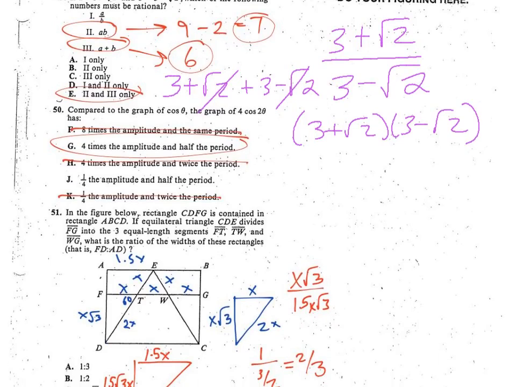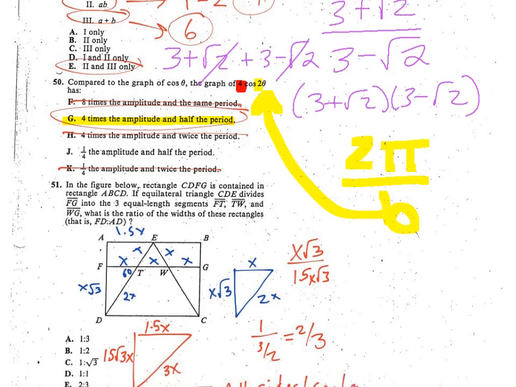Looking at problem 50, you're comparing the graph of the cosine of theta to this new graph for 4 cosine 2 theta. The 4 out in front is what changes the amplitude, and a 4 will make it bigger, so that would be 4 times the amplitude. Then the 2 in front of the theta will change the period, and typically a period is 2 pi divided by b, where in this case the b is 2.